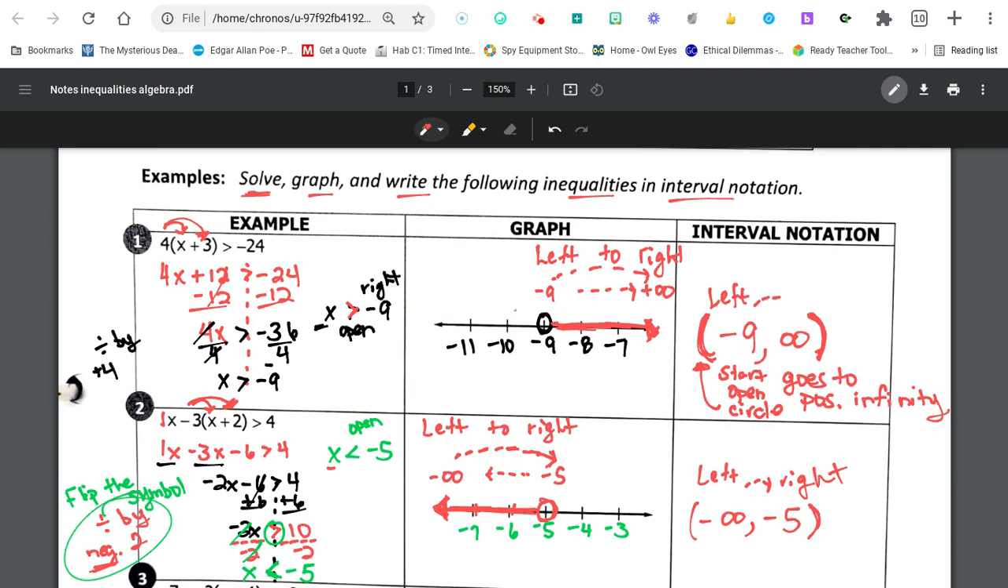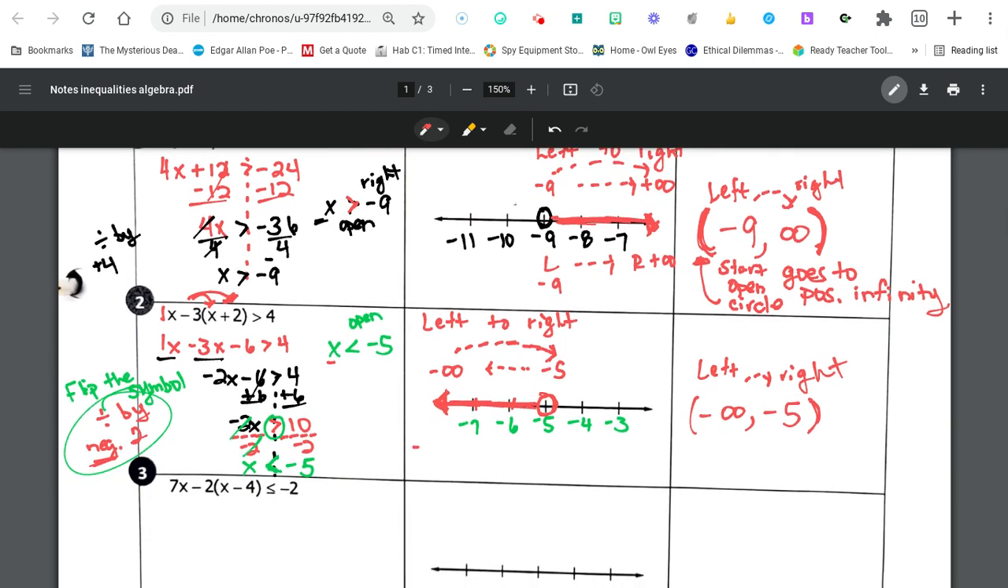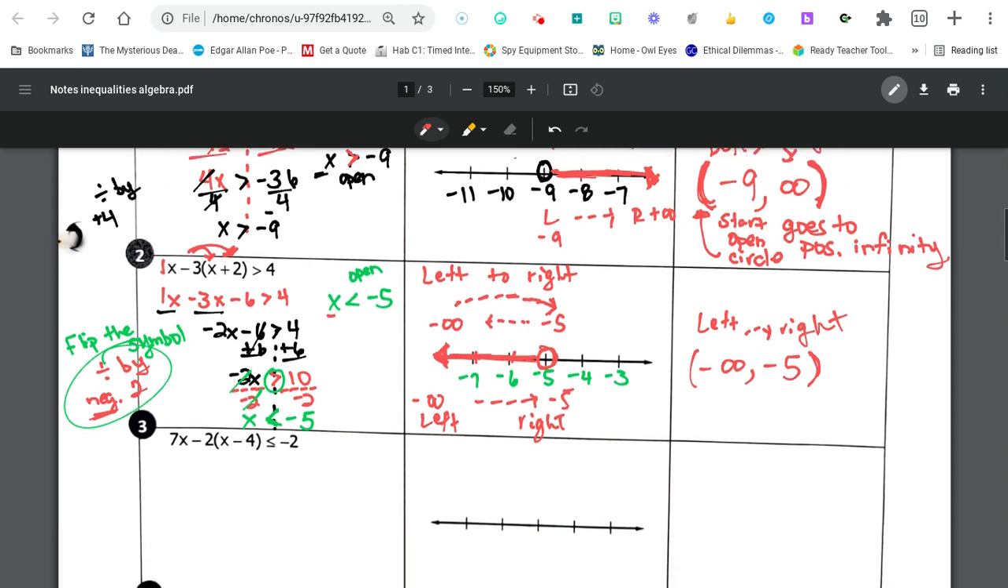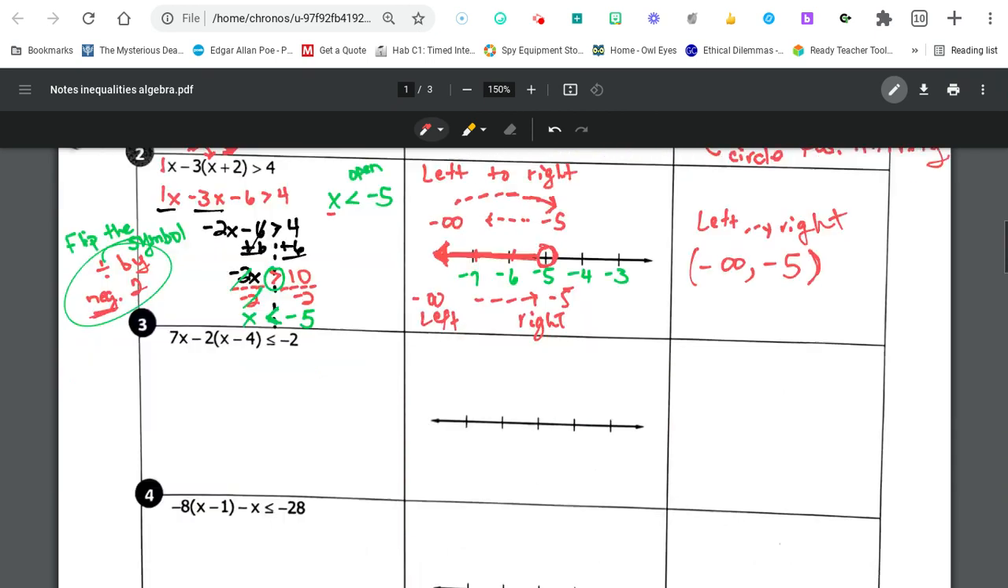Left to right. And just focus on the graph to help with left to right. This is left. That's going to the right. Negative infinity is on the left, and it's going to the right to -5. Okay, so hopefully that will help you. Okay, let's take a look at number 3.